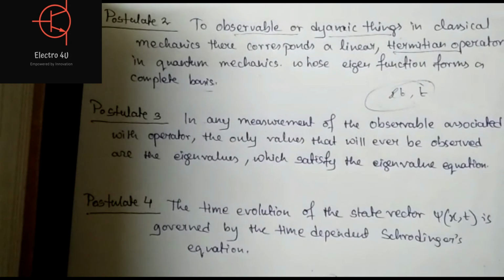So, if we need to measure any observable, we apply the operator corresponding to it upon the function. After that, we will get a product where a real number is multiplied with the original function, and this real number is known as the eigenvalue.